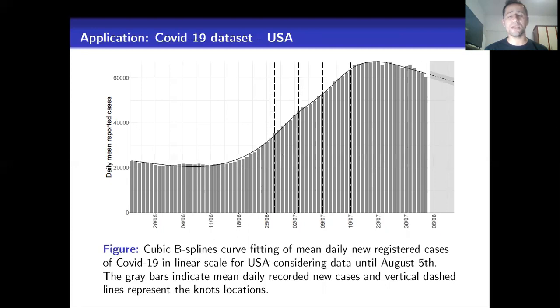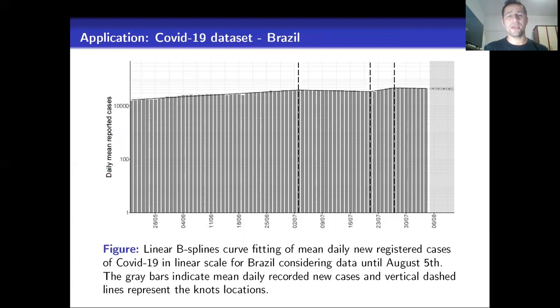Here is the result for the USA dataset. We used cubic B-splines for Germany and USA. And here we have the result for Brazil using linear B-splines, and the method provided three estimates for the internal knots.